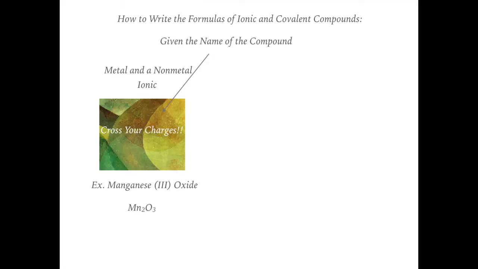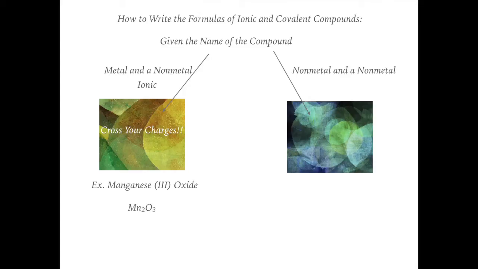That should be review. The new concept is if I have 2 nonmetals and have covalent bonding as a result. So to write the formula, I'm going to take the prefixes and simply write the formula using the prefixes. So sulfur dioxide tells me I have 1 sulfur and I have 2 oxygen, so the formula is just going to be SO2, and that's it.